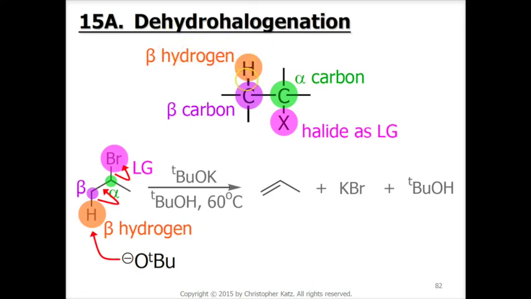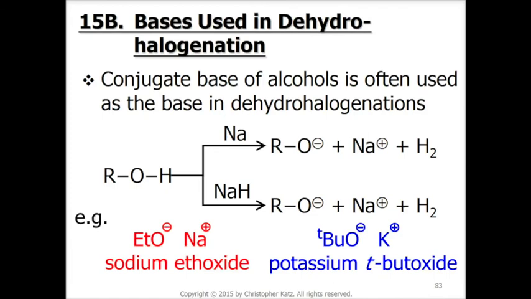So once you pull off that proton, this bond pair snaps on down and kicks off that halide. And when you do that, in this case of isopropyl bromide and tert-butoxide and tert-butanol, you end up getting this propene species plus KBr. Why KBr? Because the potassium plus that bromine is your KBr, plus your tert-butanol. Your hydrogen from tert-butanol comes from that hydrogen right there, and that is why that happens.